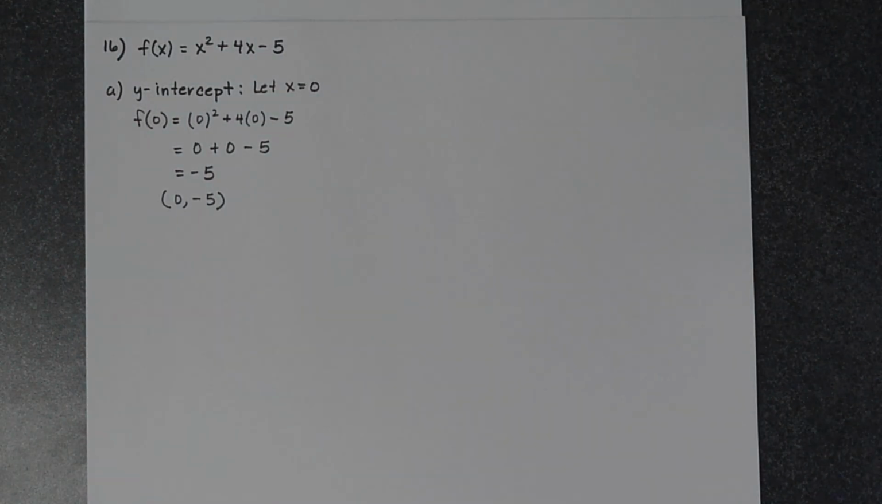And of course, you have to write it as an ordered pair because for the y-intercept, you're letting x equal 0 and the y value, whatever you get for that, will be your y-coordinate. (0, -5) is your y-intercept.